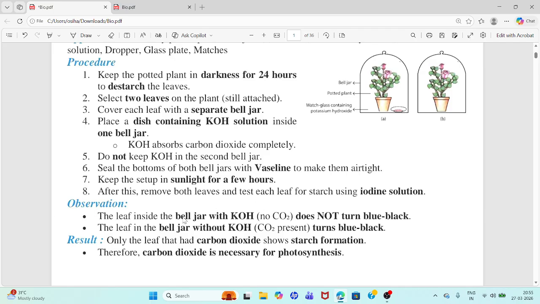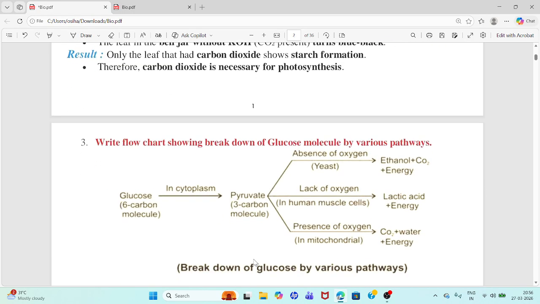Observation: the leaf inside the bell jar with KOH, meaning no carbon dioxide, does not turn blue black. The leaf in the bell jar without KOH, meaning carbon dioxide is present, turns blue black. Result: only the leaf that had carbon dioxide shows starch formation. Therefore, carbon dioxide is necessary for photosynthesis.